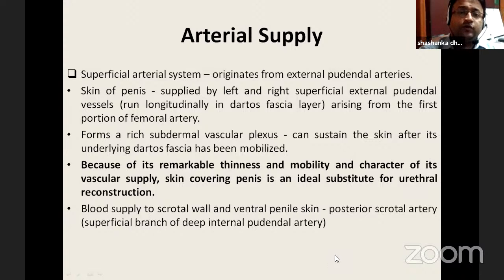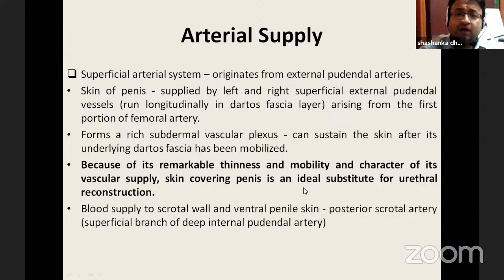They form a rich subdermal vascular plexus. They can sustain the skin after its underlying dartos has been mobilized. So they have their own vascular supply. The skin and dartos have their own blood supply. This is the reason why we are able to use various kinds of dartos grafts in different reconstructive surgeries.